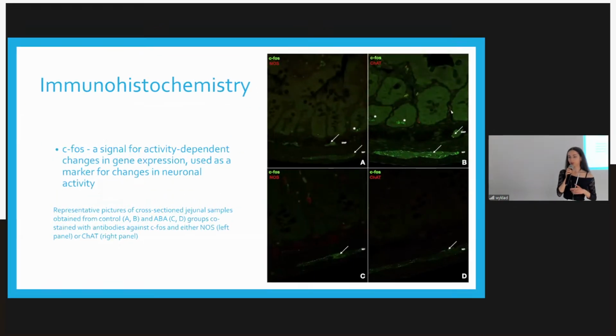Next, we performed the immunohistochemical analysis, and first we performed it with antibodies against CFOS, which is a marker for neuronal activity, and also against nitric oxide synthase, NOS, which is a marker of nitrergic neurons, which are the main inhibitory neurons in the enteric nervous system, and also against choline acetyltransferase, CHAT, which is the marker for cholinergic neurons, the main excitatory neurons in the enteric nervous system.